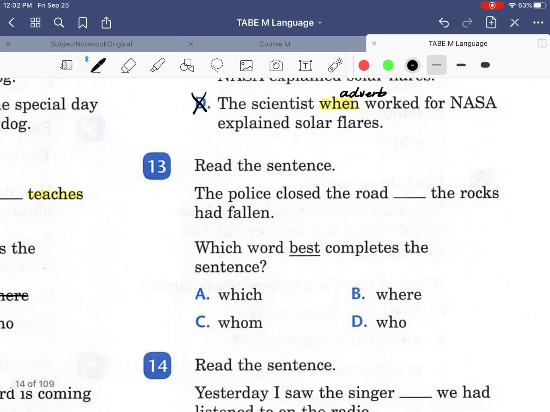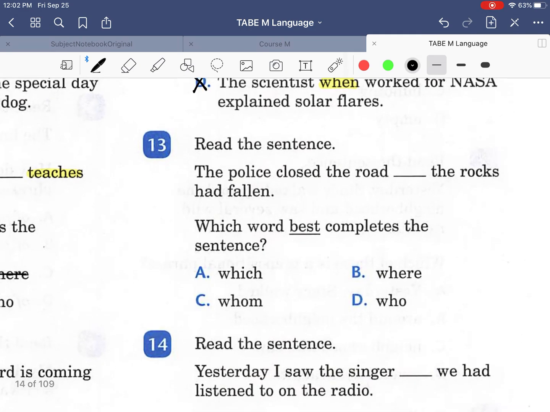Number 13. Read the sentence. The police closed the road blank the rocks had fallen. The reason they closed the road is because the rocks did something. They fell. There's an action word. So we are looking for an adverb. I can eliminate A and B, C and D. The only adverb in there is where. That refers to a place. Places are wheres. The place in the road where the rocks had fallen.